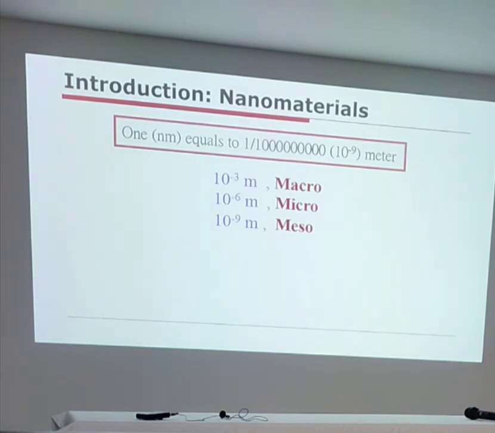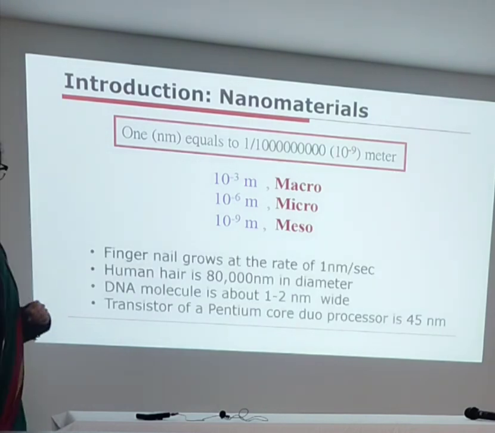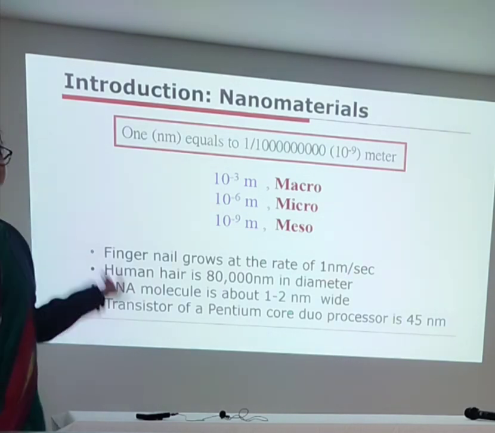For illustration, our nails, like I grew this amount of nails in 1 month, okay? So you can think of that the nail growth itself occurs at 1 nanometer per second. So how many seconds in a month?